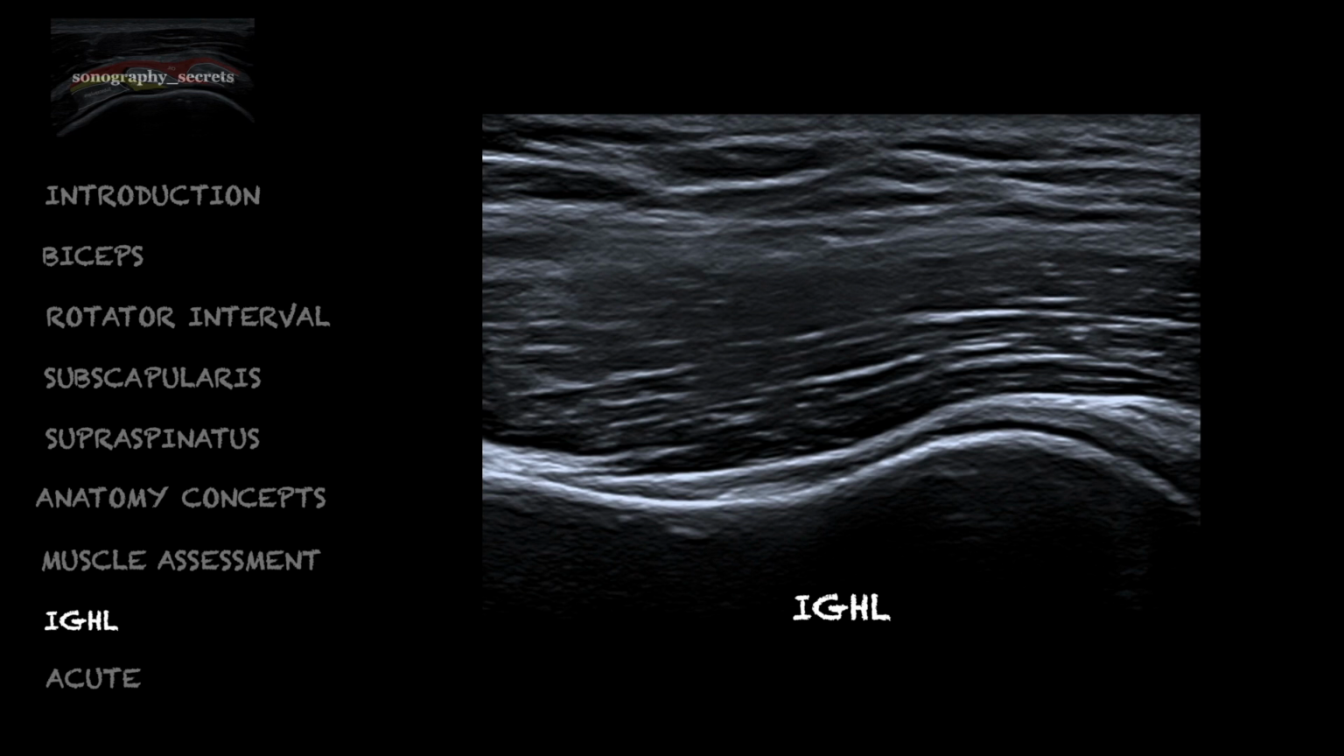The only time you won't be able to obtain this image is if someone has acute calcific tendinosis, and in that case we won't need to obtain this image because we've already found the calcium and we've already found the cause for the patient's presentation.